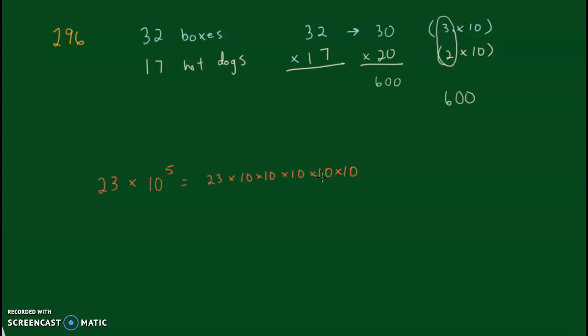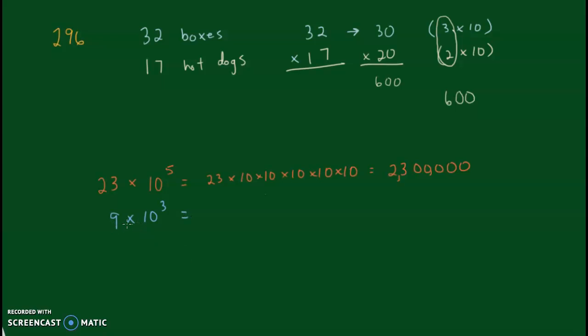So 10 times 10 is 100, times 10 is 1,000, times 10 is 10,000, times 10 is 100,000. 100,000 has 5 zeros in it, same as our exponent. So I know that my answer has to have 23 and 5 zeros. Starting from the right, I'm going to count back 3. 1, 2, 3, put my comma. 1, 2, 3, put my comma. So that'd be 2,300,000.